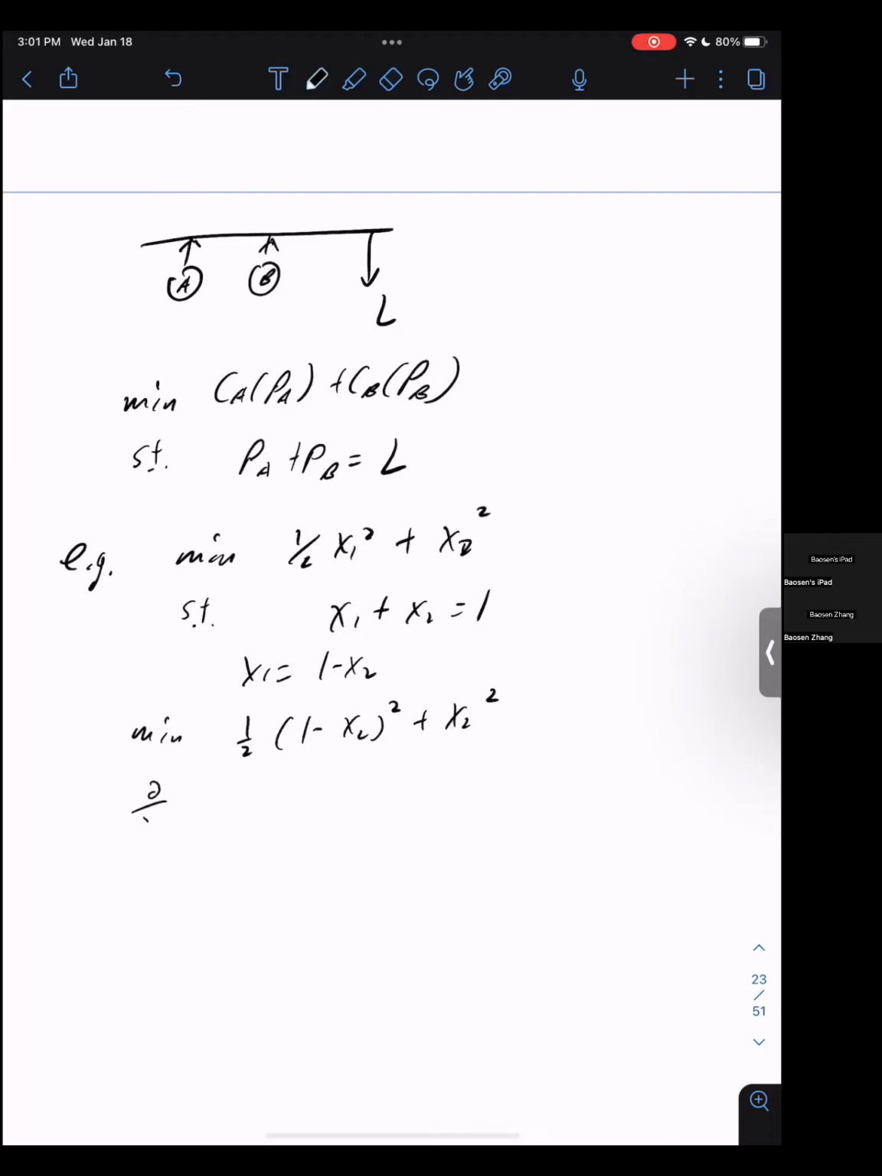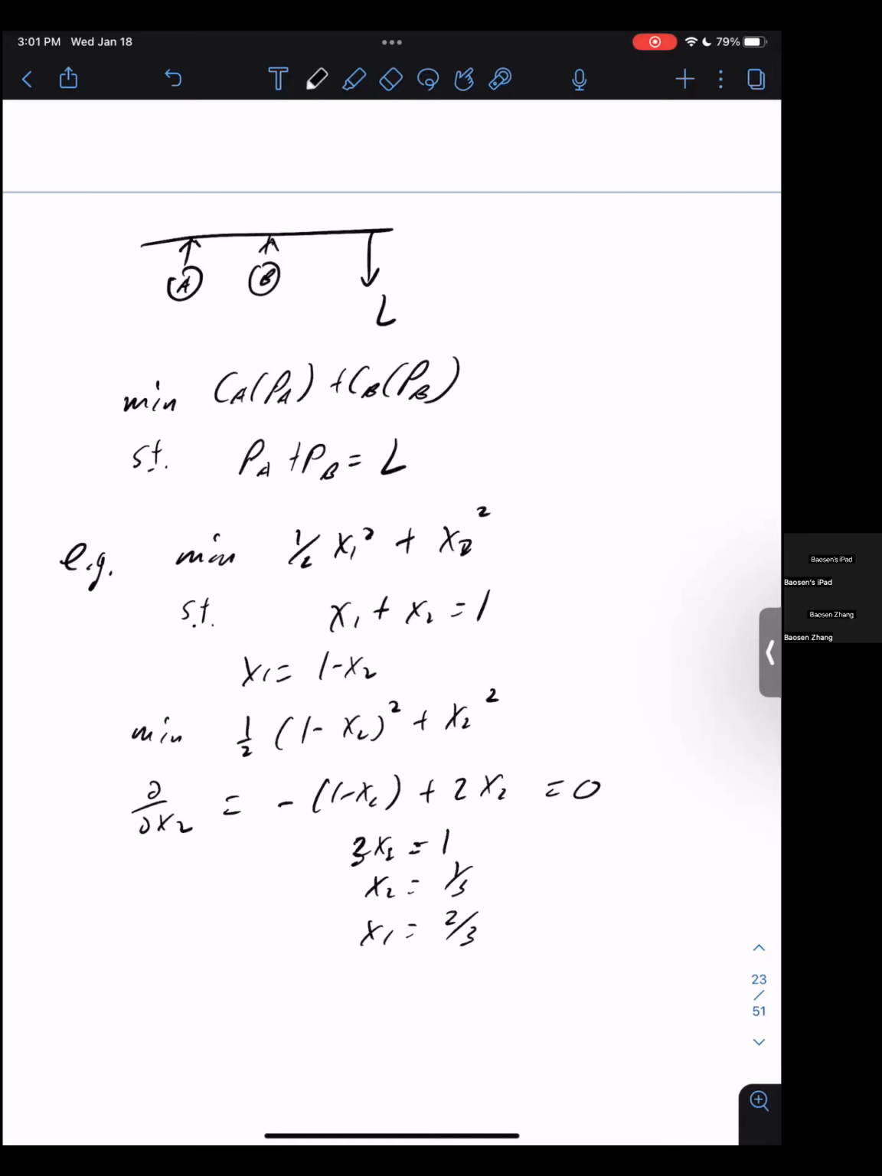Okay, so x2 is the only variable now, so I have minus 1 minus x2 plus 2x2 equals 0, right? This is my function. So I have 3x2 equals 1, and x2 equals 1/3, x1 equals 2/3. Okay, any questions about this?